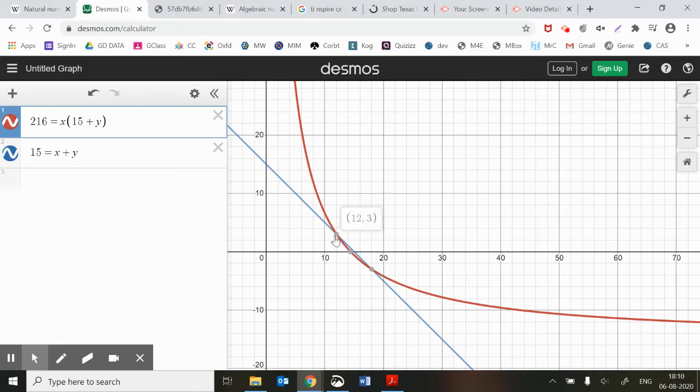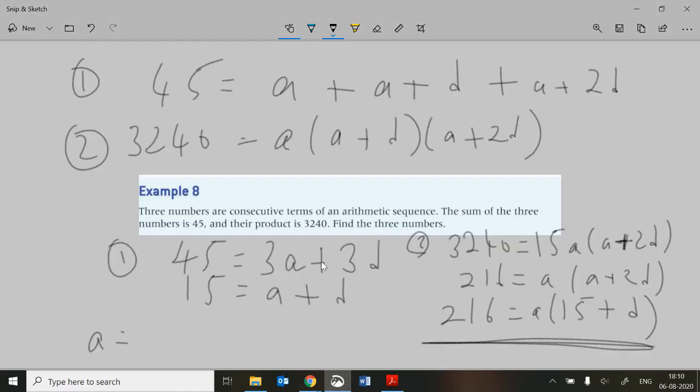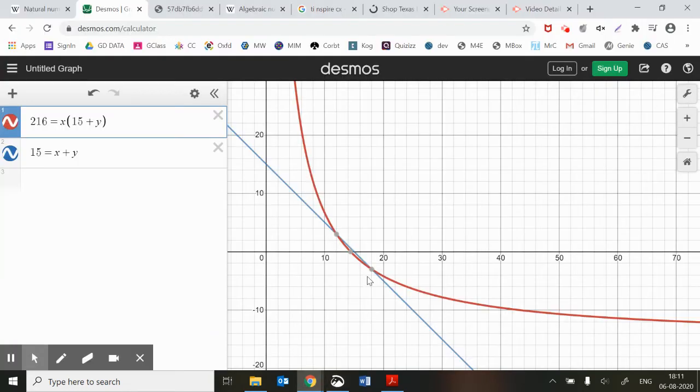So it should give us 2 sets of solutions. I'm cheating a bit here, of course. 12, 3, and 18, minus 3. So a is 12, d is 3. But there was another set of solutions. I'm running out of space here. So the other set of solutions was when a is 18, d is equal to minus 3.